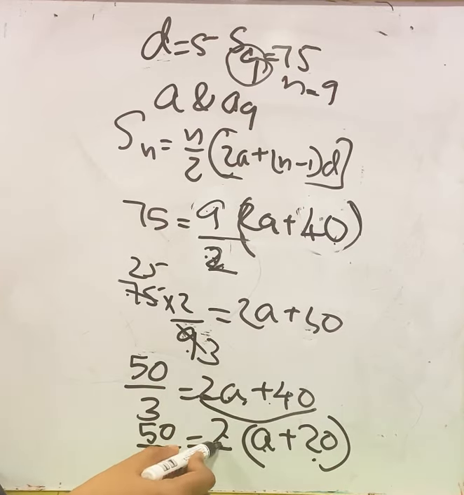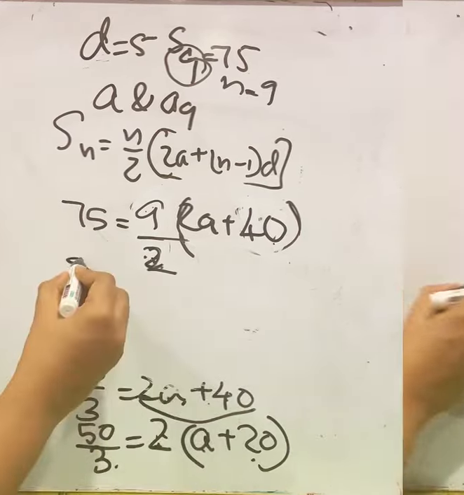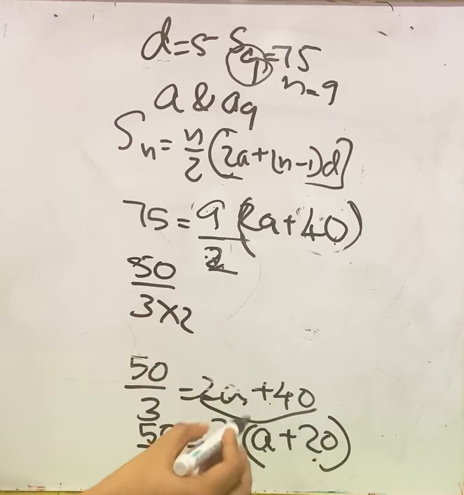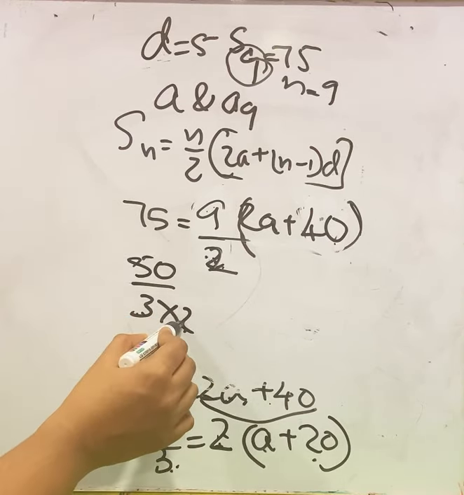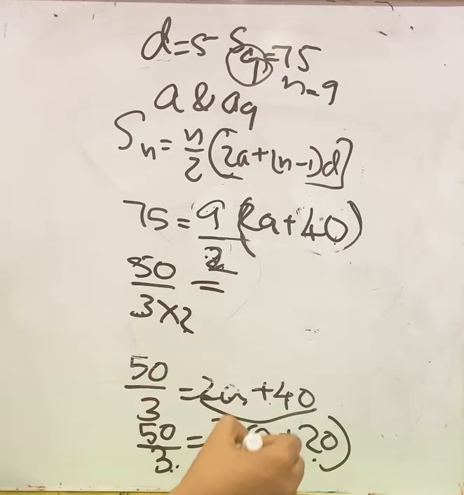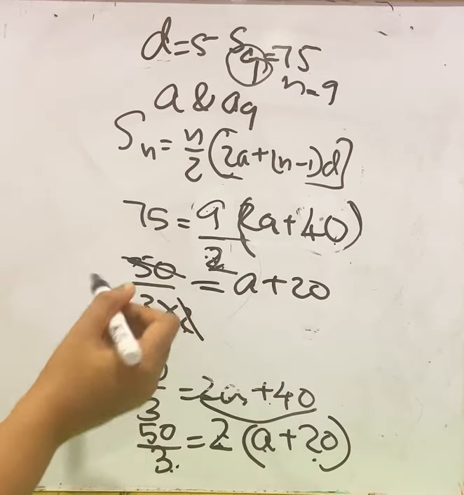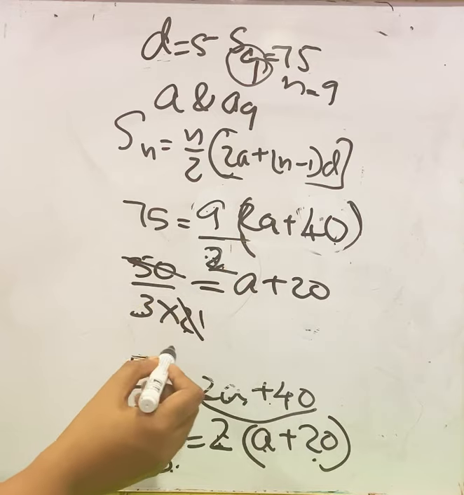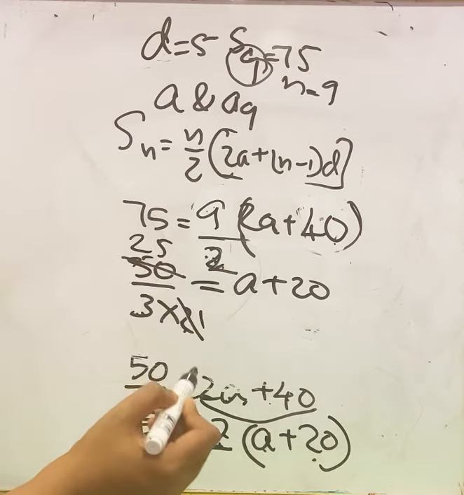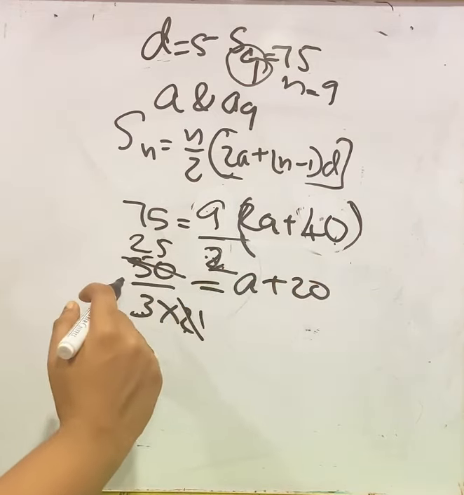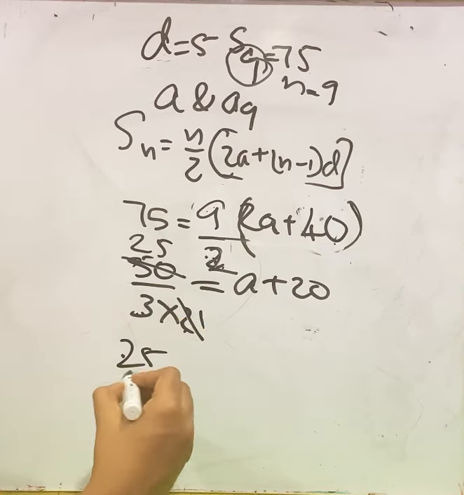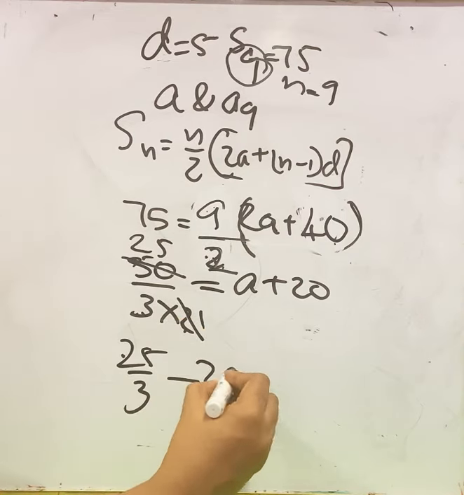Now this 2 we can take to this side because it is outside the bracket. So it goes to the denominator. 50 by 3 into 2. This 2 going to the denominator, it becomes like this. So here we have only a plus 20. Now 2 and 50, we have 2 as the common factor. 2 1s are 2, 2 25s are 50. Now take this 20 to the other side, it becomes 25 by 3 minus 20 equal to a.